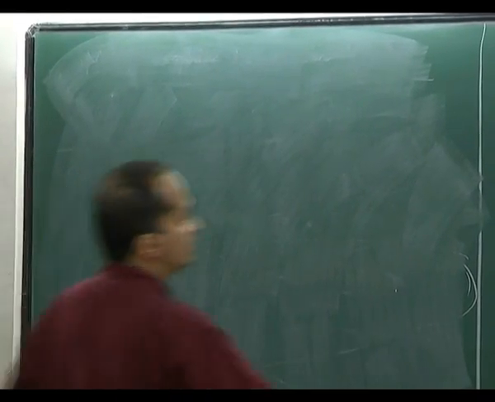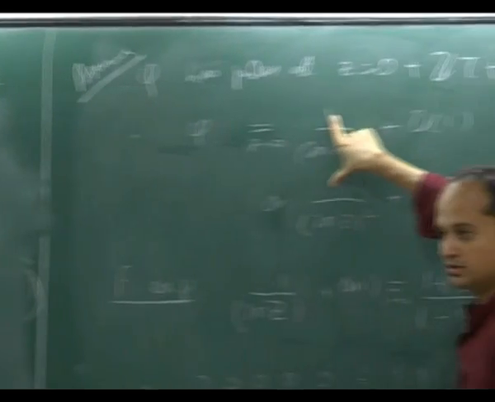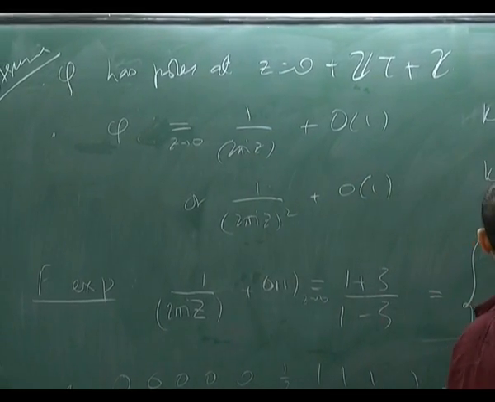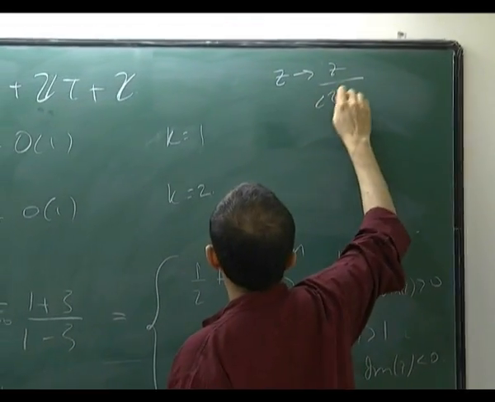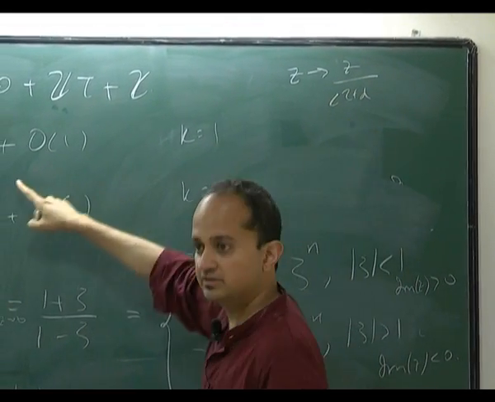So, as I said here, remember that under modular transformations z goes to z over c tau plus d. So z has weight minus 1. So they're the same.